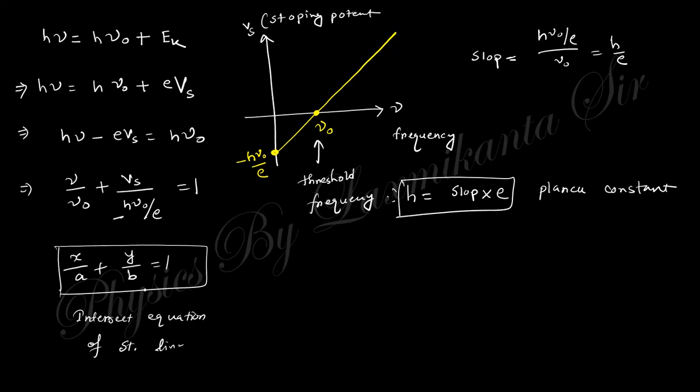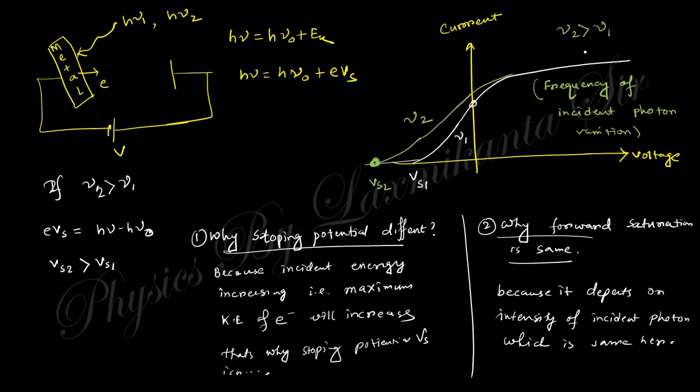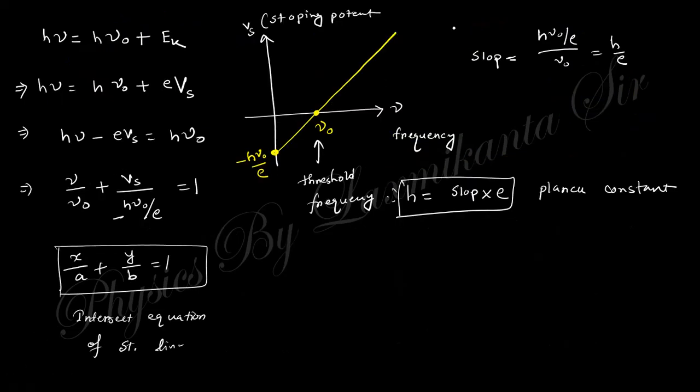So if you take different nu and find the different stopping potentials using this experiment, you can draw this straight line. After getting the straight line, you will get the threshold frequency of this metal, and you will get the value of h also. Okay, so I think everything about the experimental data is clear here.